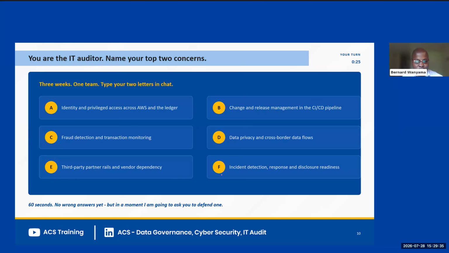Okay, most people are concerned about fraud in this fintech scenario. Then we are tied for identity and access management, privileged access. We are tied for change and release management. There's also a tie on data privacy and cross-border flows. And then third-party rails and vendor dependency, there's a tie there. And then we have incident detection and disclosure readiness coming in last.